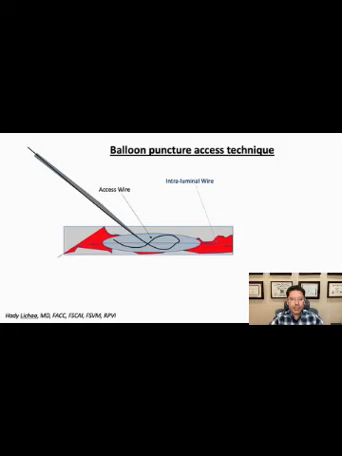The idea behind it is when the operator needs to get access into a scarred sclerotic segment to place a sheath, either because the distance to the destination or to the target area is not being reached from the initial access, or when the operator needs a bigger size sheath to be placed in order to perform further interventional procedures.